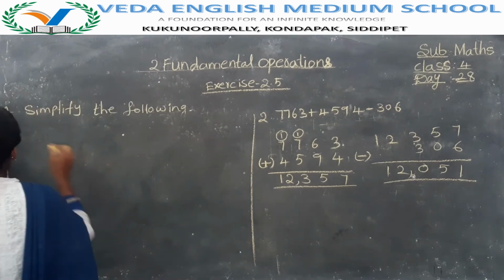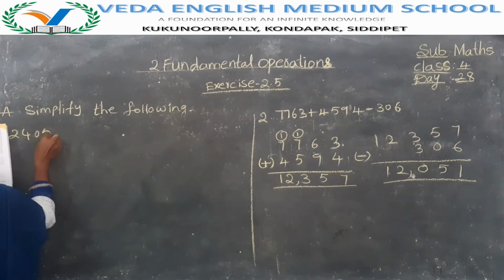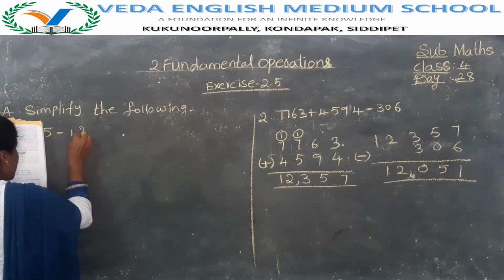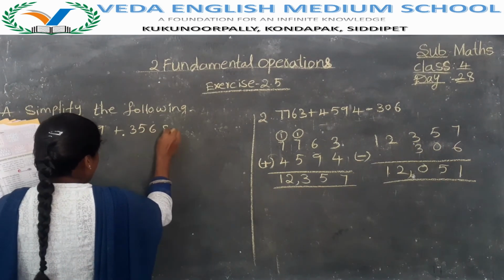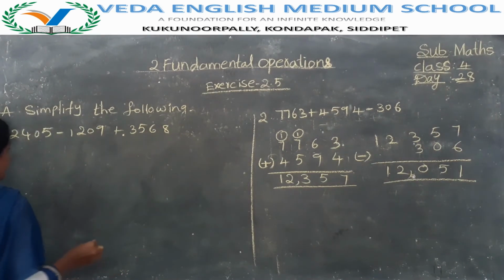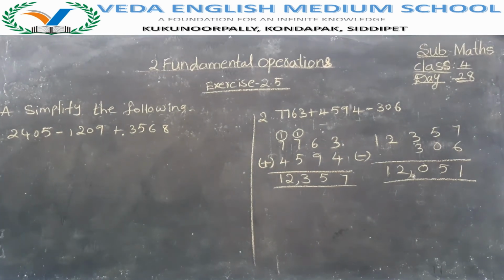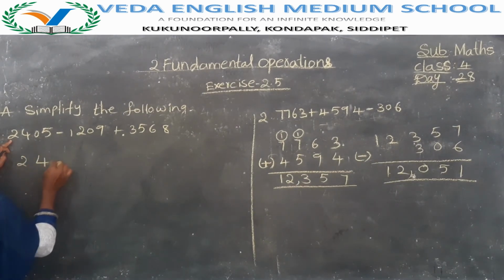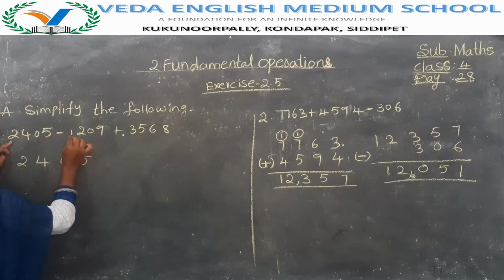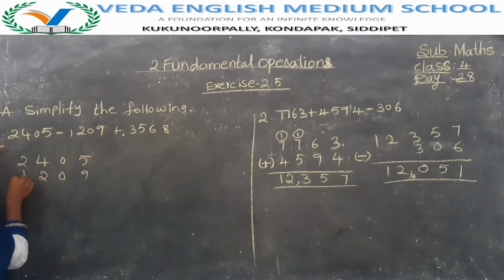Third question is 2,405 minus 1,209 plus 3,568. Now, first you have to do addition or subtraction? First you have to do subtraction. Why? Because first we have the subtraction symbol. From this 2,405, we have to subtract 1,209: 9, 0, 2, 1.